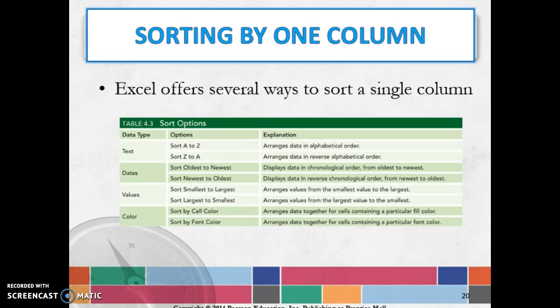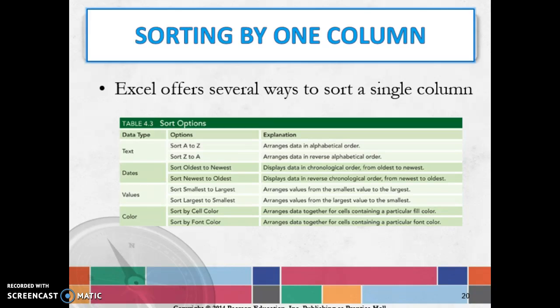And then finally color. We can sort by color. So we want everything that's a specific fill in that cell we can sort by, or everything that's a specific font color we can sort by. So again, lots of different ways to sort, just depends on your needs for your particular data. So you have to know your data and know what you're wanting to show with your data to know how to choose which way to sort.